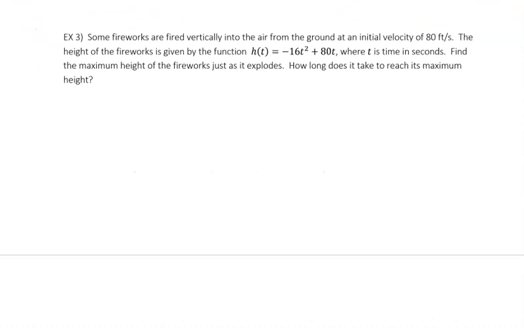All right, last one, same idea. Some fireworks are fired vertically into the air from the ground at an initial velocity of 80 feet per second. The height of the fireworks is given by the function h of t equals negative 16t squared plus 80t, where t is the time in seconds. Find the maximum height of the fireworks just as it explodes, and how long does it take to reach its maximum height? All right, so again, we're talking about maximum, we're talking about vertex.